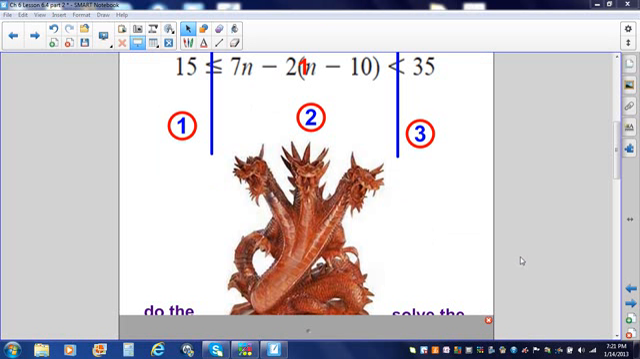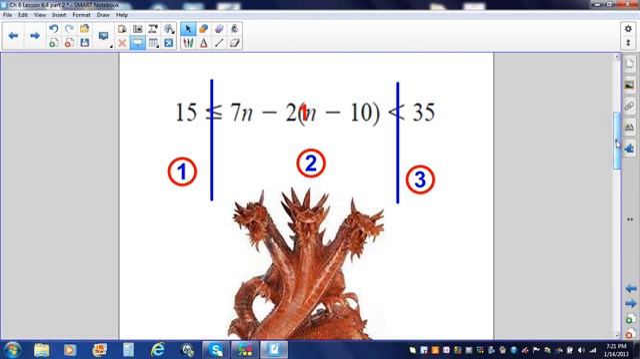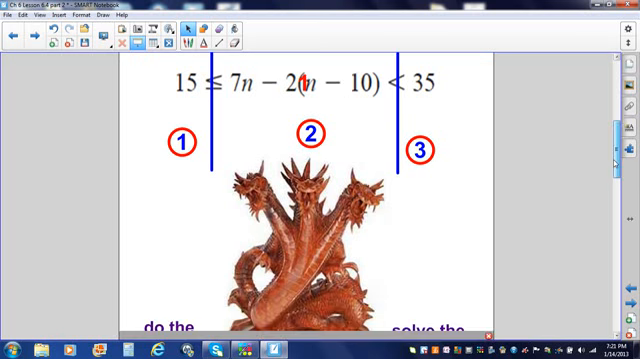Well, not quite the sound effect of our Hydra three-headed dragon, but you get the point. This is going to be a lot like yesterday's podcast, where we have an inequality that we're going to divide into 3 parts, like our three-headed dragon here.